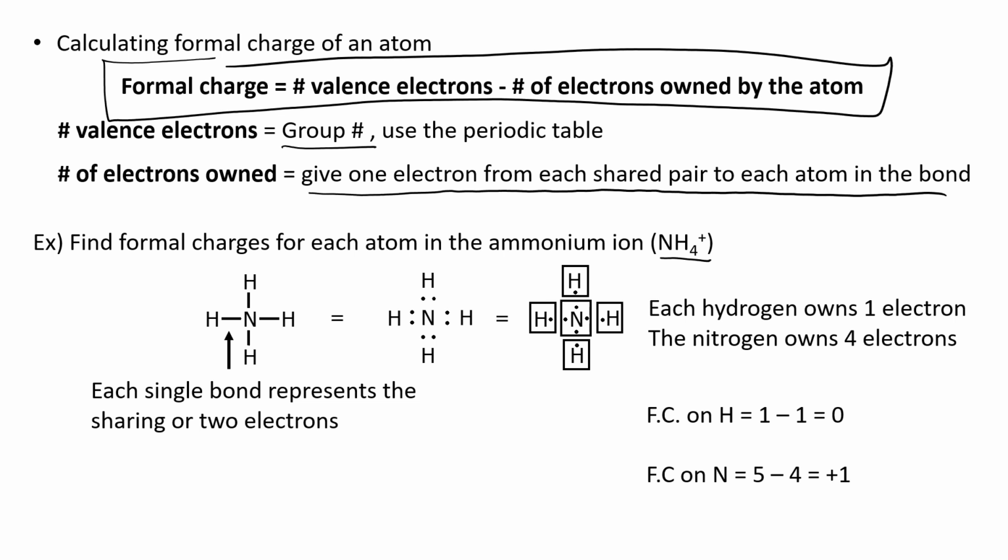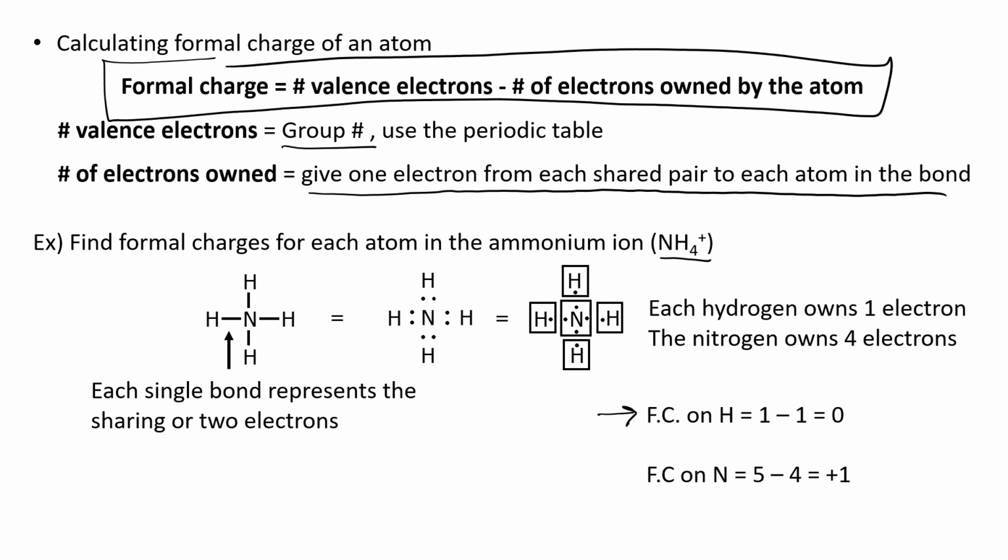Remember, each single bond represents a sharing of 2 electrons. So if you'd like, you can draw the electrons in now. This might be helpful to determine the number of electrons owned. Let's first calculate the formal charge on each of the hydrogens.